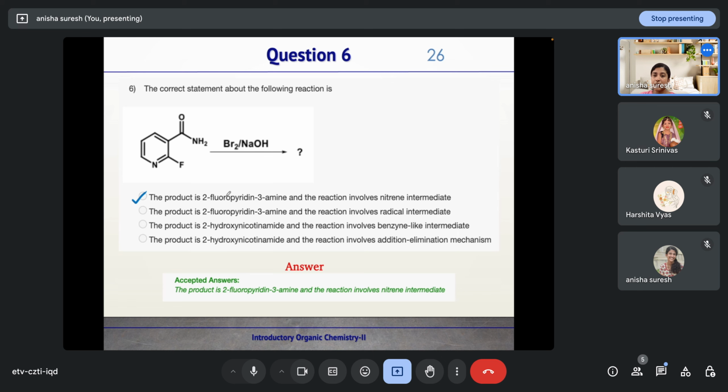So we will get 2-fluoropyridine 3-amine, 2-fluoropyridine 3-amine, and this reaction is involving a nitrene intermediate. Clear, right?